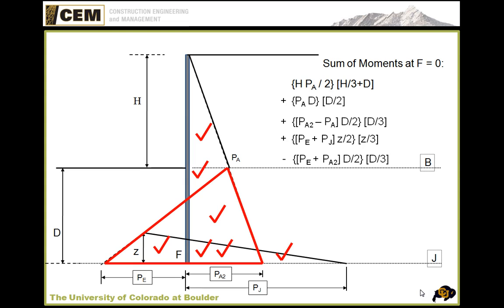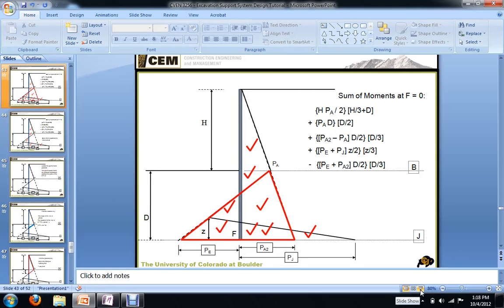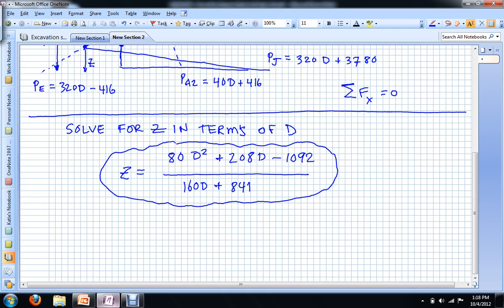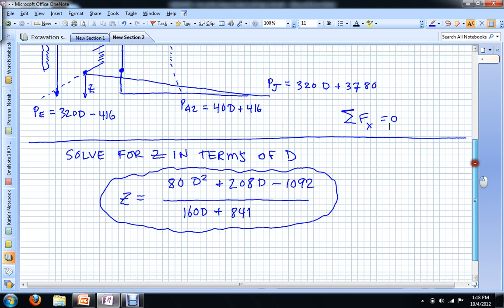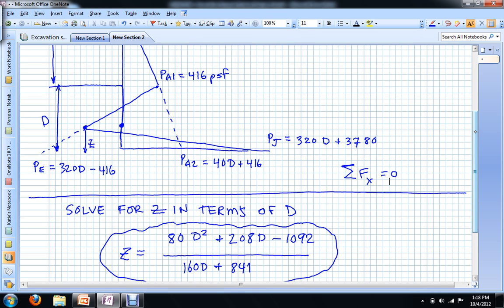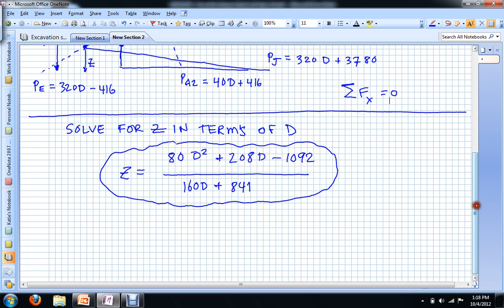Now, if we go back here, this is quite quick, I understand, so you can always rewind. If we go back to our drawing that we started this video with, go to OneNote here, we can put these values that we have here, PA1, PE, PA2, PJ, D, and Z, into our sum of moments equation. And when we do that, we have our sum of forces equals 0, which we have converted into this expression here so that we solve for Z. Then we have our sum of the moments equal to 0, and that's in terms of D and Z.